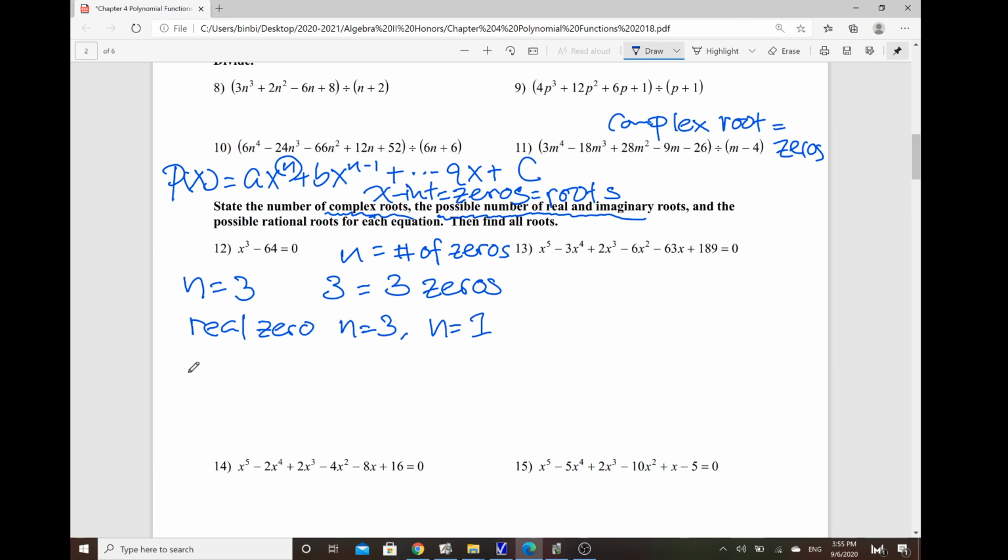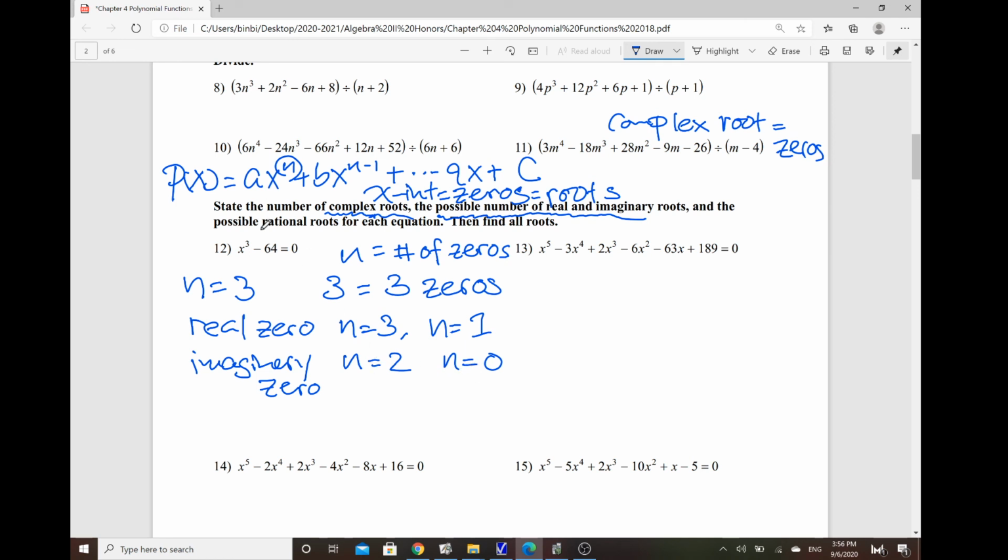Okay? Now, what about the imaginary roots? For the imaginary roots, that would be the even number. So if the real zeros are an odd number, then the imaginary would be even. So that means the imaginary roots would be 2 or nothing. Again, it's always less than the total number by another even number. So 3 minus 2, we get 1 for the real zero. And then the imaginary is always the other type of number, the even number, so 2 or 2 minus 2, which is 0.